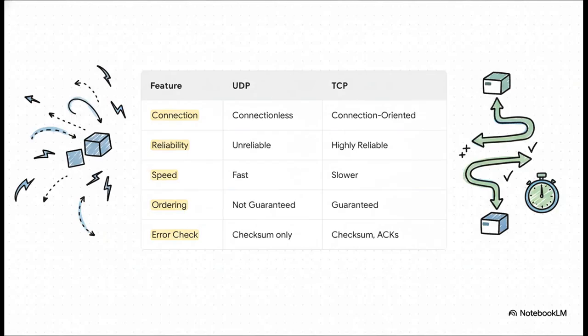This table really lays it all out, side by side. You can see it clearly. UDP is connectionless, it's fast, but it's unreliable. TCP, on the other hand, is connection-oriented, super reliable, guarantees order, but all that extra work makes it a bit slower. They are fundamentally different approaches to the same problem.